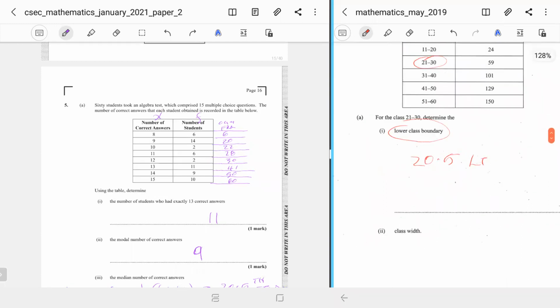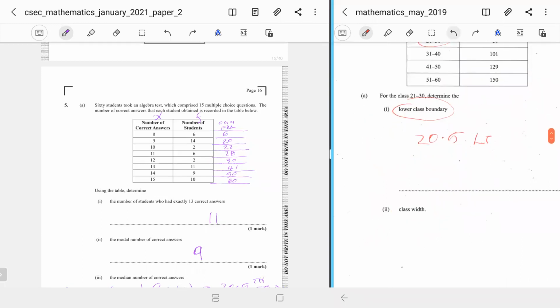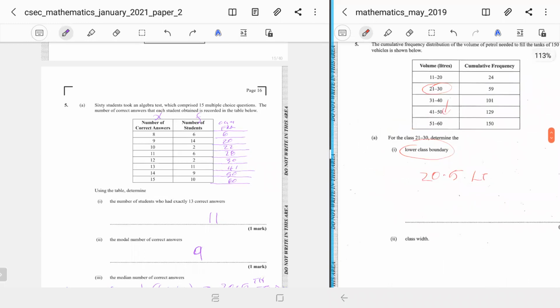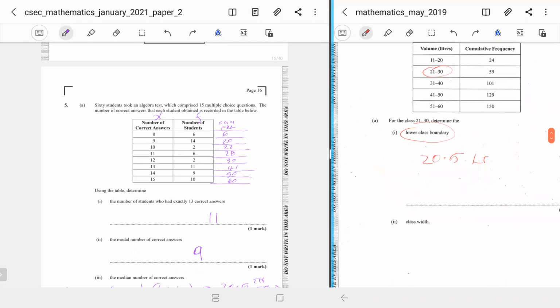The class width. These values are going up by 10. See it? So I know the class width is 10. These values are also going up by 10. So I know the class width is 10, but that's the short calculation. It is the upper boundary minus the lower boundary. So it will be 30.5, the upper boundary of this class, minus the lower boundary of 20.5.